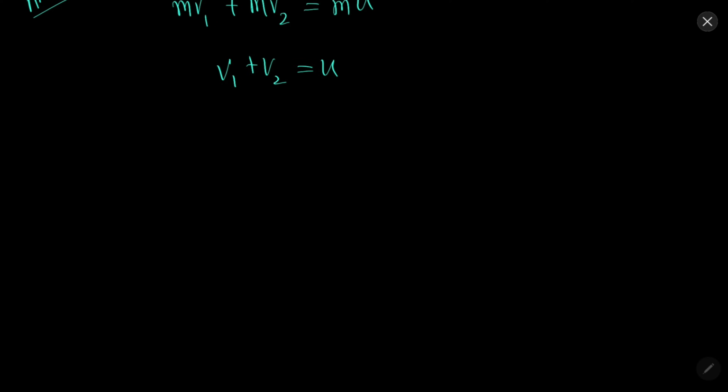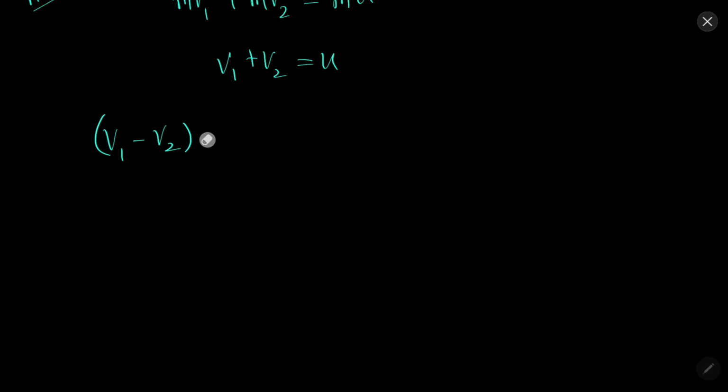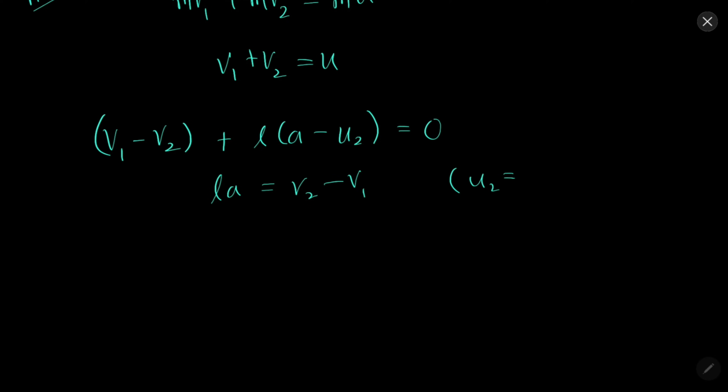So mv1 plus mv2 equal to mu. So this will give us v1 plus v2 equal to u. Now another equation is v1 minus v2 plus e (u1 minus u2) equal to 0. So e (u1 minus u2) equal to v2 minus v1, because u2 is 0 and u1 is equal to u.